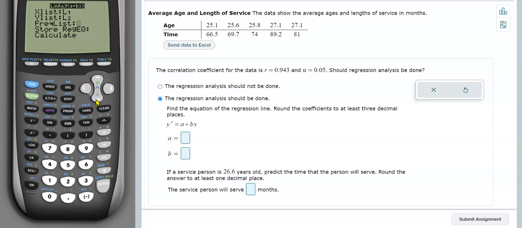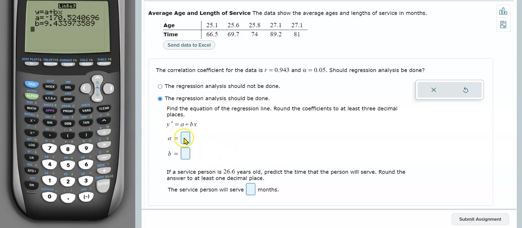Frequency, skip it. For the store of the equation, this is important because I'm going to have to answer another question later. So what I'm going to do is go to vars, go on the right, y vars here, and I have to select the function. Enter, and make sure you select the first one, y1. So I'm going to store it in the y1 function, all right? And then calculate right now.